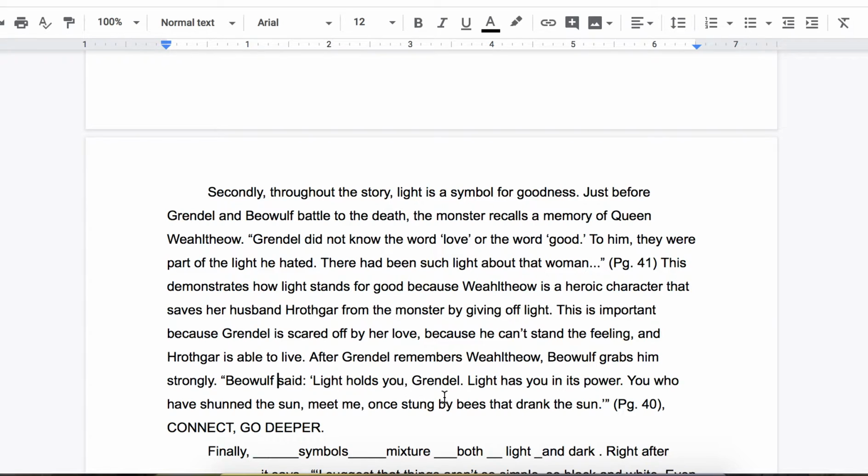Beowulf said, "Light holds you, Grendel, light has you in its power. You who have shunned the sun meet me once stung by bees that drank the sun."